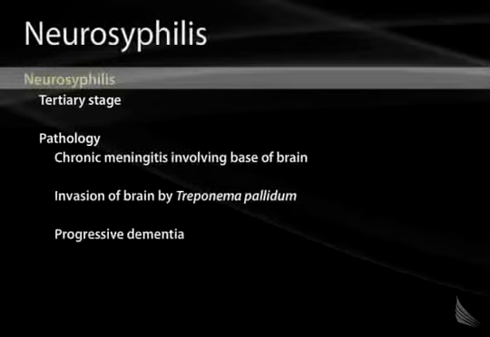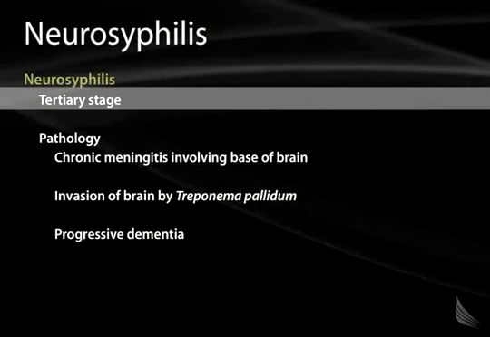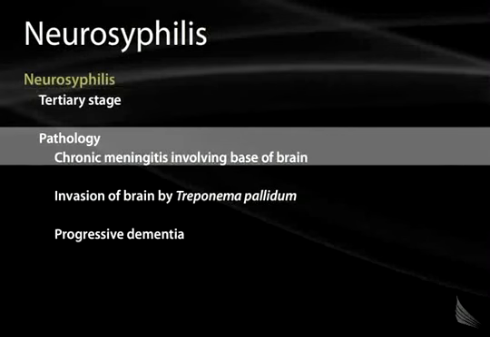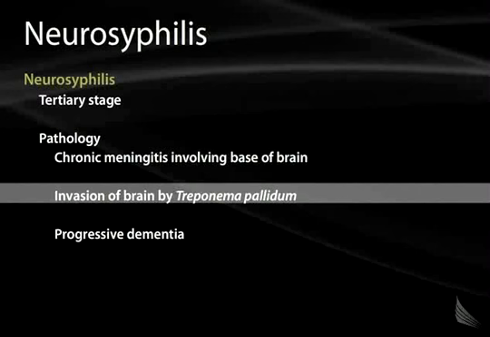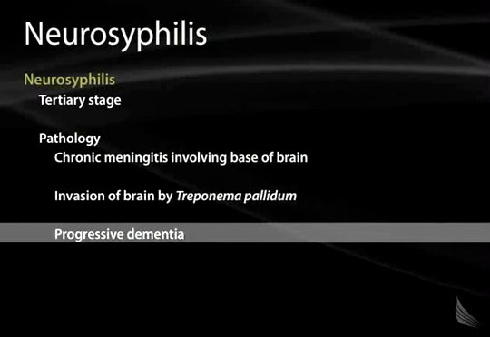Neurosyphilis is typically seen in the tertiary stage of syphilis. Again, you'll have a meningitis involving the base of the brain, affecting the cranial nerves, and it involves invasion of the brain by the Treponema pallidum that causes syphilis. You can also see a progressive dementia in these patients.